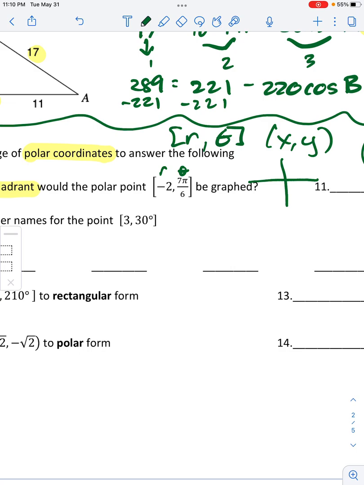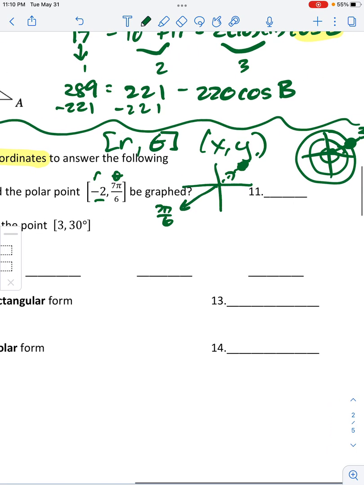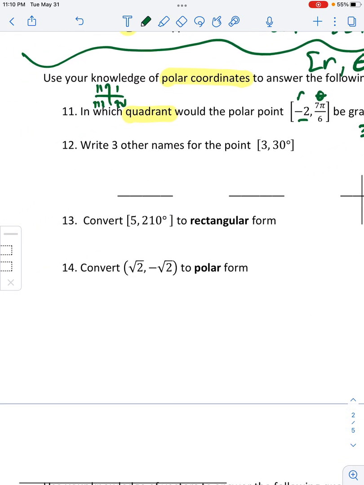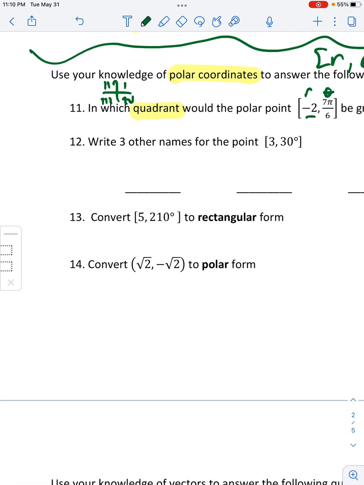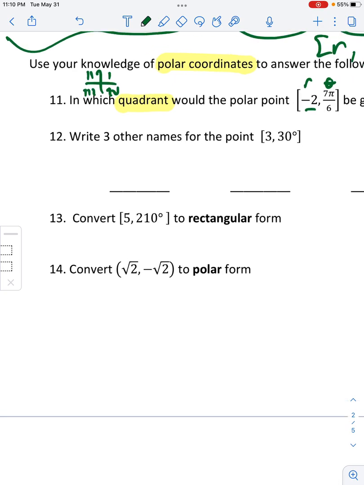And so 7 pi over 6 would be right here-ish. But this is negative, so it's actually going to go away from. So it would go back here, 2. If it was a positive 2, it would go towards 7 pi over 6. But it's negative 2, so it goes away, like back. And so it ends up in that top right, and so it is in quadrant 1. So you don't have to specifically graph stuff, but you have to know where it would land or what it might look like.